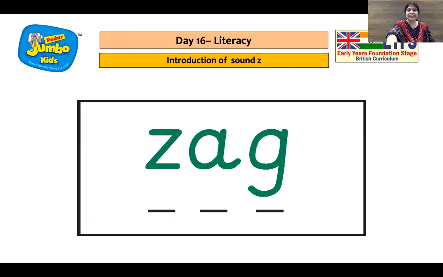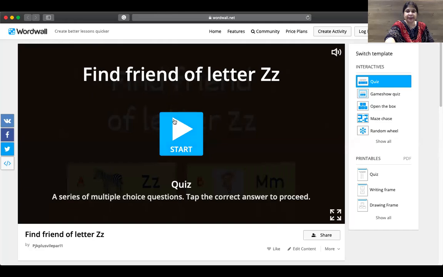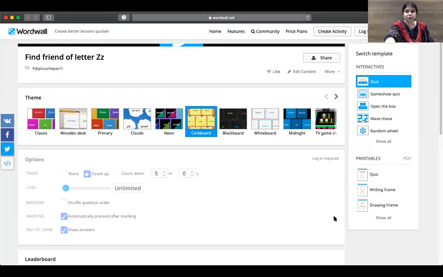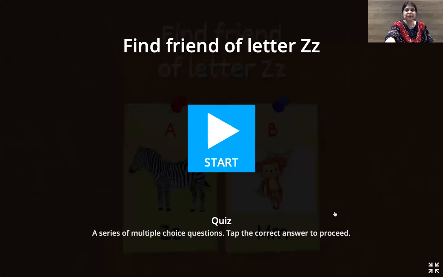And children, now it's time to have some fun. And I know you all are excited and are eagerly waiting to play the game. So today we are going to play the game for letter Z. And let's see which game are we going to play. And here we go. Abracadabra. Gilly, gilly. Yay, superb. So in this game, we have to find friend of letter Z.